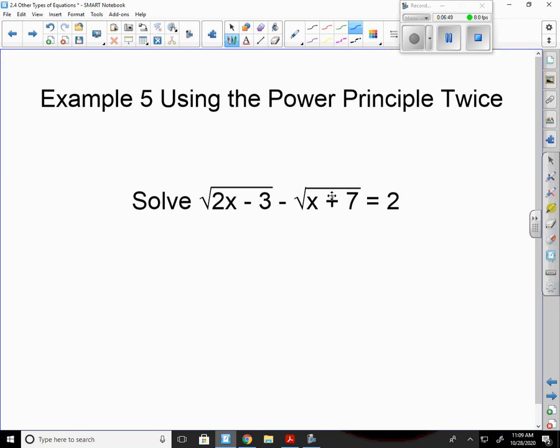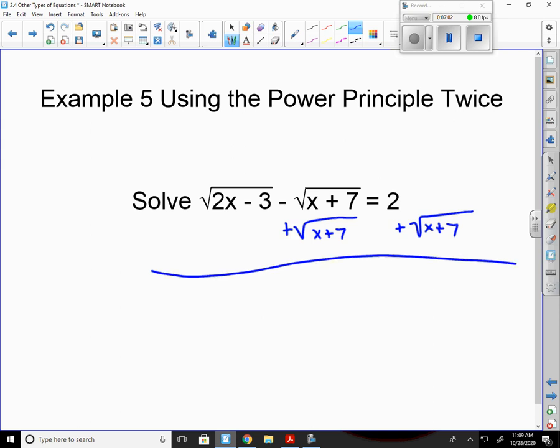So the best way to handle this is to get one of these over to the other side. I'm going to go ahead and add this over to the other side. So now that gives me the square root of 2x minus 3 equals 2 plus the square root of x plus 7. Now I can square both sides. When I do that, it's still going to make this side ugly, but it's going to fix this side for me. So by squaring that, that cancels my radical out.